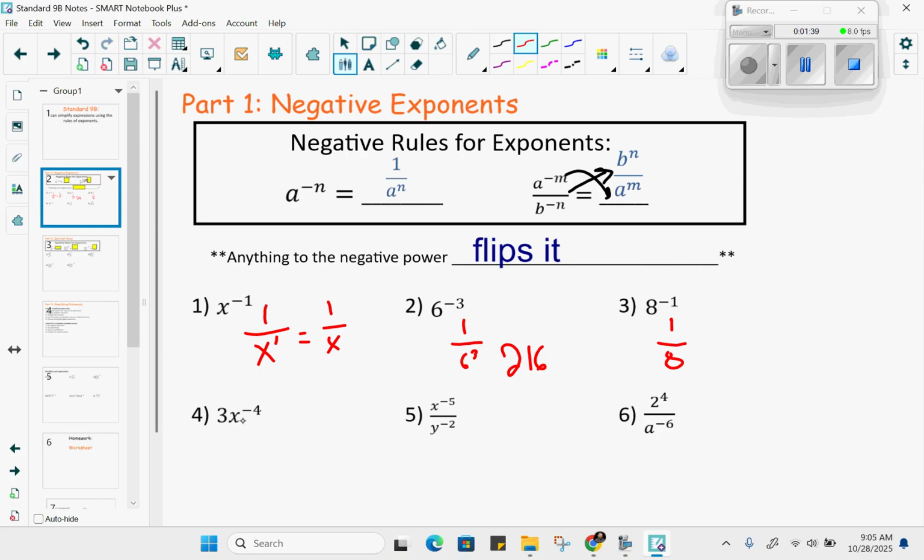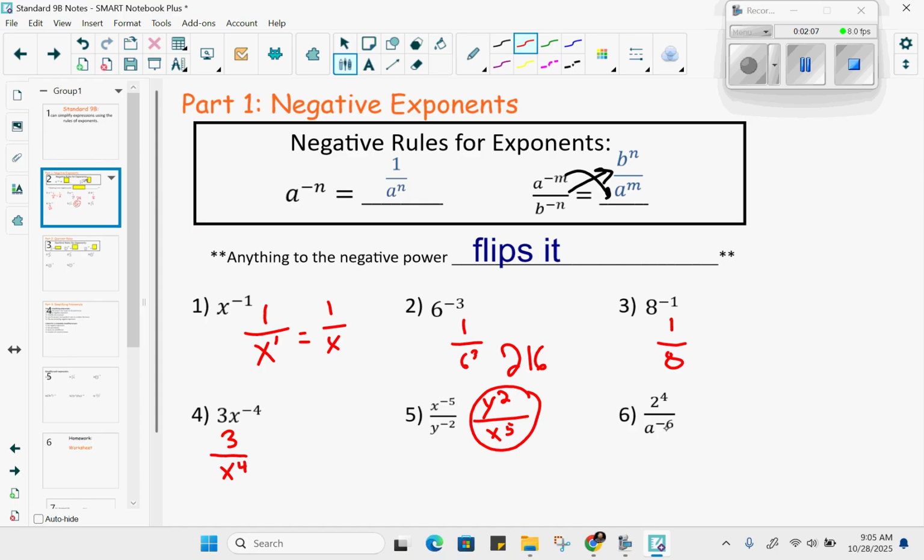If you think about the middle section yesterday where we did stuff, we have 3, which does not have an exponent, or we could say it has an exponent of 1. That stays on top. It is not affected by the negative. The x to the fourth moves to the bottom. So 3 times x to the negative fourth becomes 3 over x to the fourth. Here we have, just like our second example, x to the negative fifth over y to the negative second, which becomes y to the positive second over x to the positive fifth. That's going to be it.